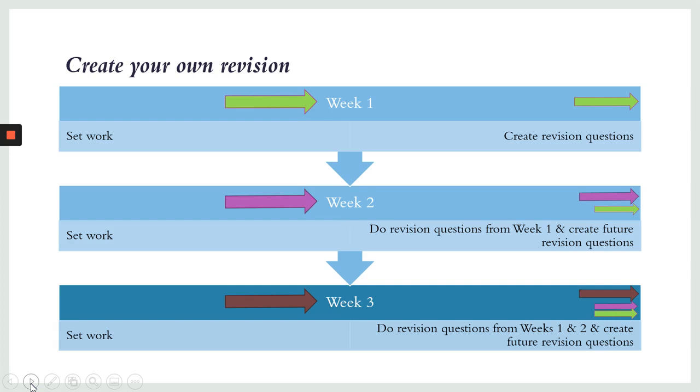Then in week two, you're going to do the set work again, and this time the topic's represented as a purple arrow. Once you've completed the set work, you're going to draw some questions out of that topic and create some revision questions on the purple topic. And then you're going to go back and complete a revision question or two about the topic that you learnt the week prior, the green arrow.